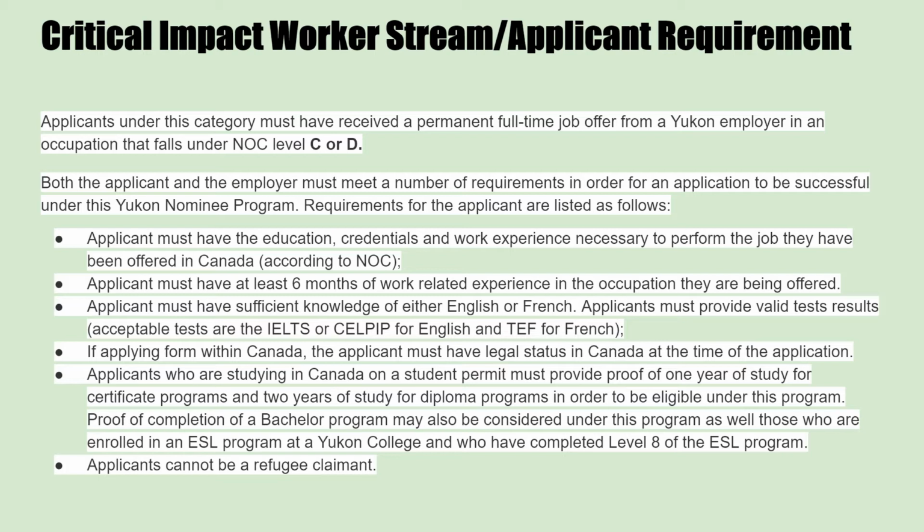Applicants who are studying in Canada on a student permit must provide proof of 1 year of study for a certificate program. And if you are studying in a diploma program, to be eligible under this program, you must prove 2 years of study. And proof of completion of a bachelor program may also be considered under this program. Okay, if you can prove that you have completed your bachelor program, then you may be eligible for this stream as well.